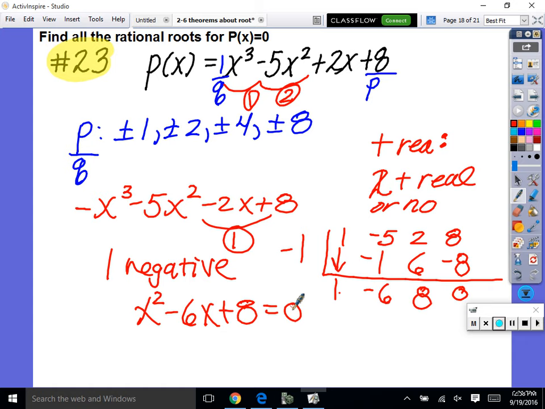So it does. So it's -2 and -4. So this is going to factor to be x minus 2 and x minus 4. So what are our other 2 rational roots? 2 and 4. So very good. So x is equal to -1. I'm going to write it up here. X is equal to 2 and x is equal to 4.